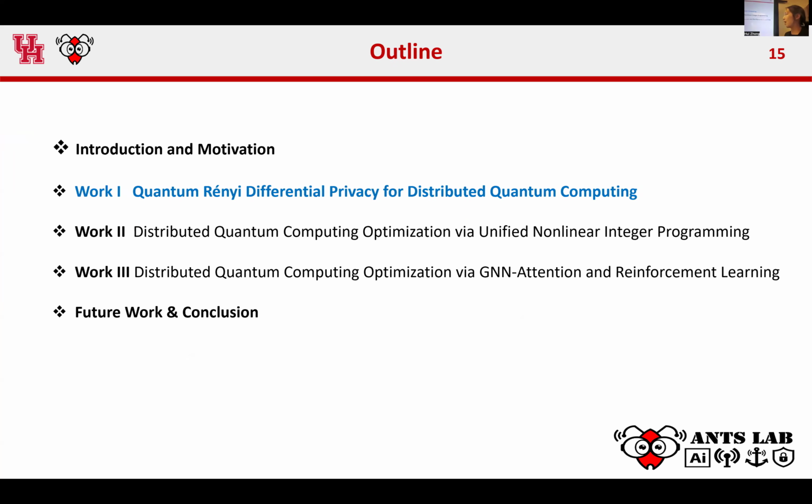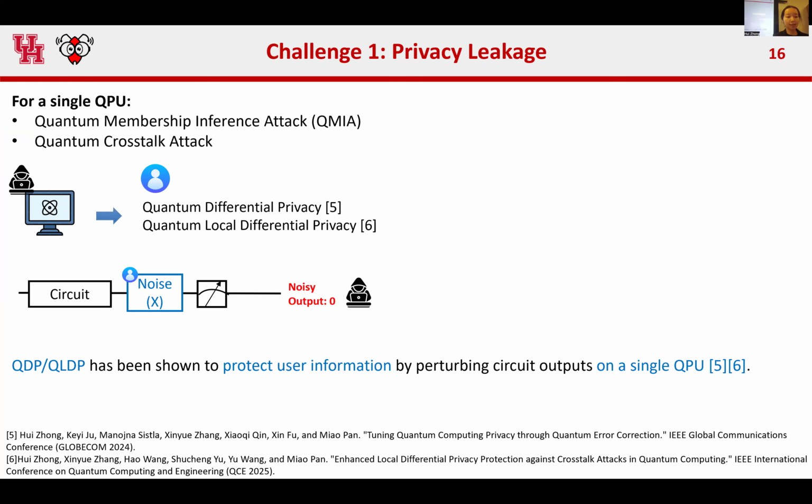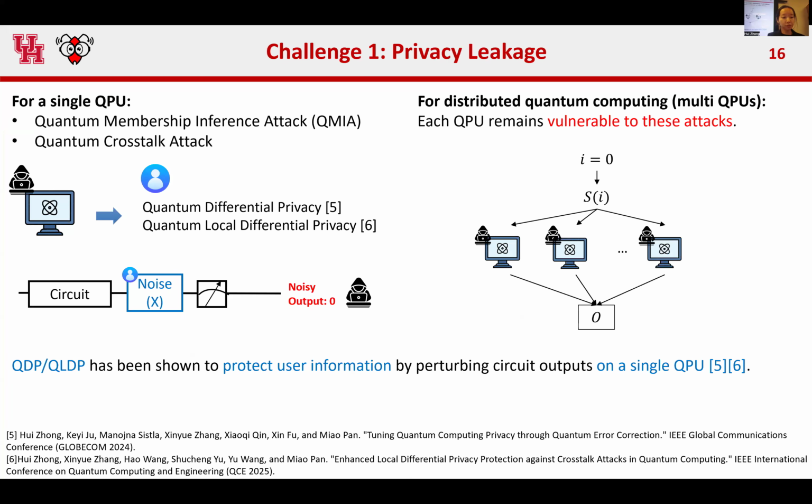Okay, so now let's talk in more detail about the first work: quantum Rényi differential privacy for DQC. As we mentioned before, for a single QPU we have several attacks, and based on my proposal, we already have two works showing that QDP and QELDP can protect user information on a single QPU. But for distributed quantum computing, each QPU remains vulnerable to these attacks. However, if we directly use QDP in the DQC scenario, it may not provide sufficiently tight privacy protection. So we need to find some methods.